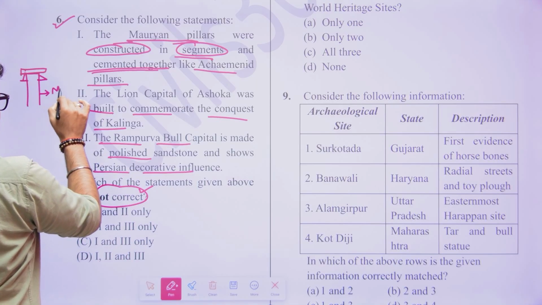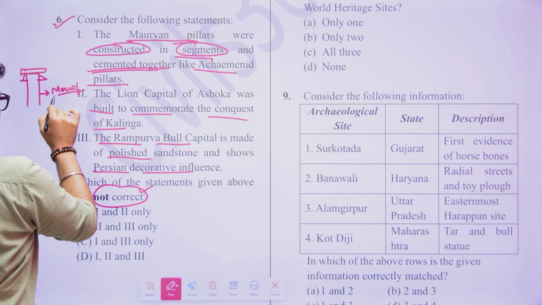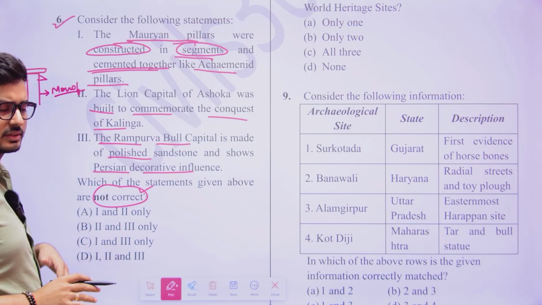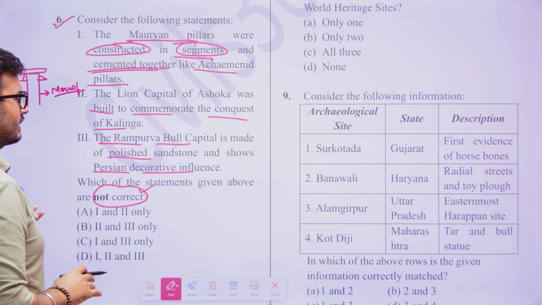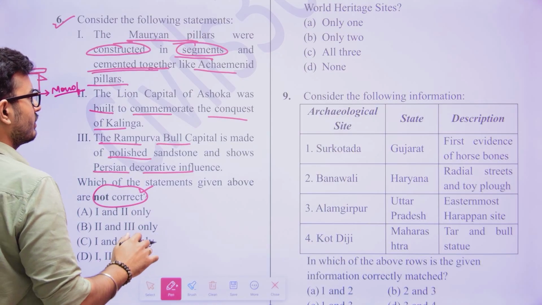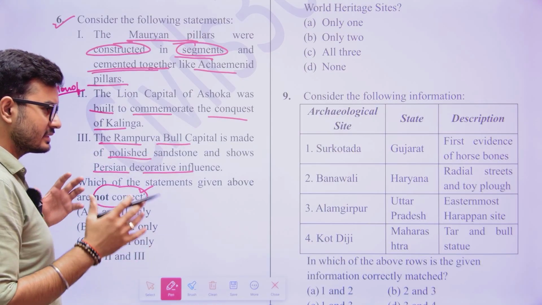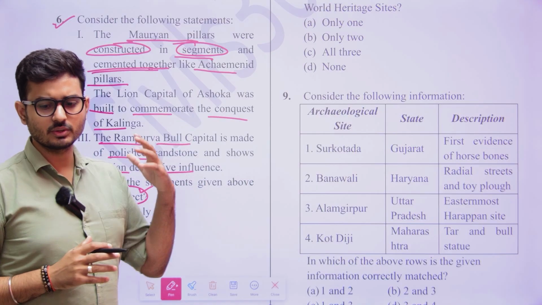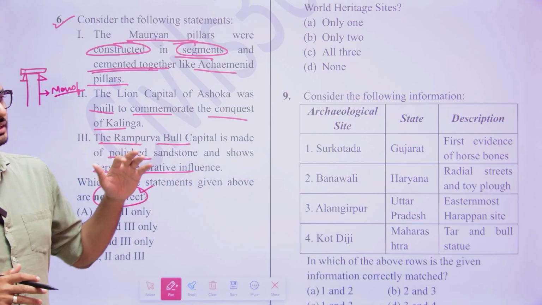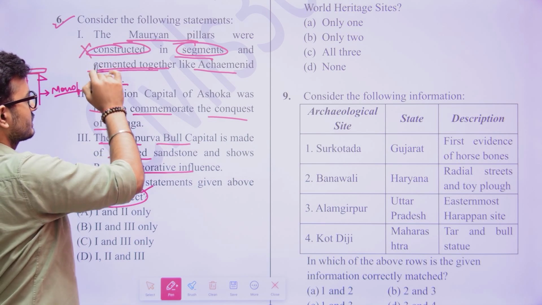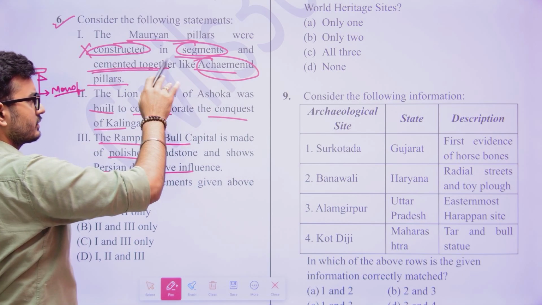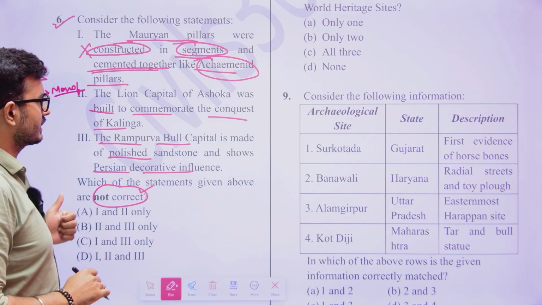This is what you see, a monolithic shaft. Then another thing was added, the abacus capital and then the crowning animal. However, the Achaemenids cemented various sandstones together to create the final level. So this was not similar to the Achaemenid; it was different. So the first statement is wrong.